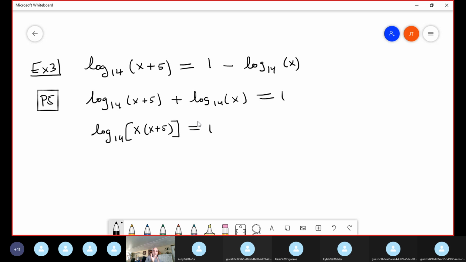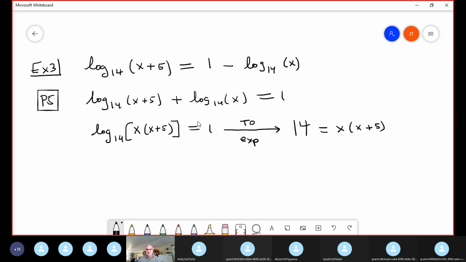Listen, look. The first thing I did was try to group the logarithms to one side. In the previous example, it was already on the same side, but in this case, no. Now, ready to have only one logarithm, I convert to an exponential statement. The base is obviously 14, I copy 14. The exponent is obviously 1, and 1, you know, is an invisible exponent. Equal to the rest, which is x plus 5.